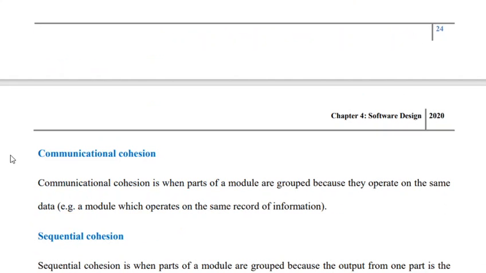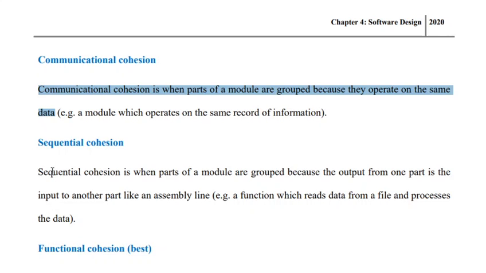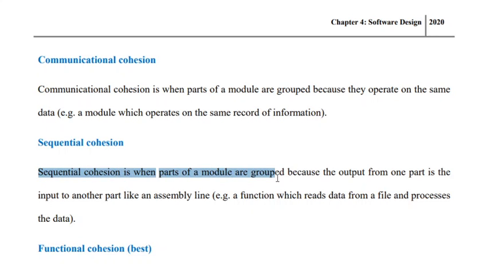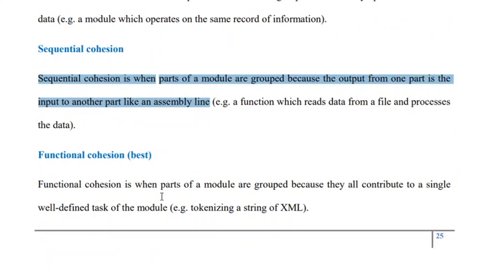Now, communicational cohesion. Communicational cohesion exists when the parts of the module are grouped because they operate on the same data. For example, a record, or a file that it accesses in order to perform an operation. Now, sequential cohesion. Sequential cohesion is when parts of the module are grouped because output from one part will act as input to another part, like in an assembly line where the output from one function will act as an input to another function.